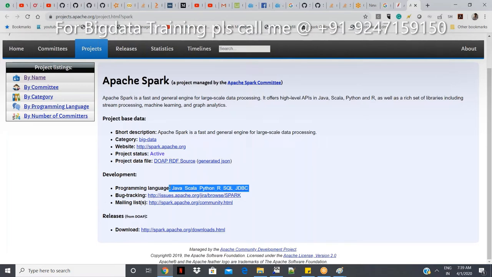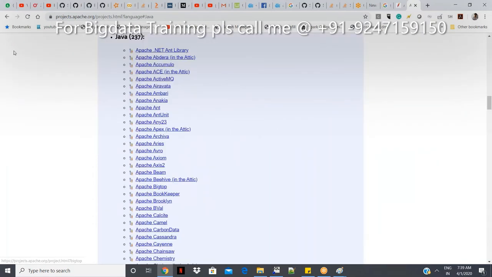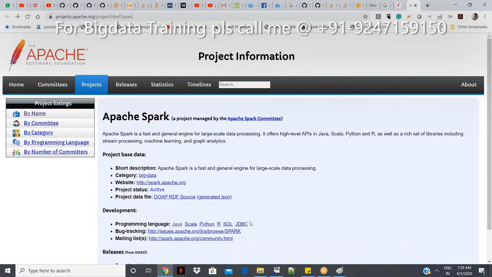So we don't need to know Java if we know Scala and Python? No need. If you know the basic requirements, Java, Python, anything you can do. Okay, anything you can do. But I am explaining Scala and Python. Why do most companies nowadays prefer Scala, or otherwise Python? Java is also okay, but slowly it is decreasing.